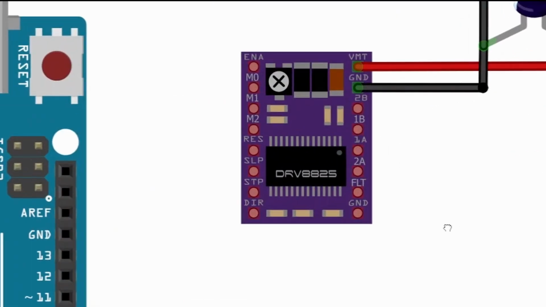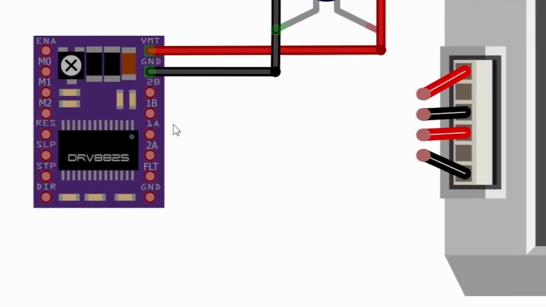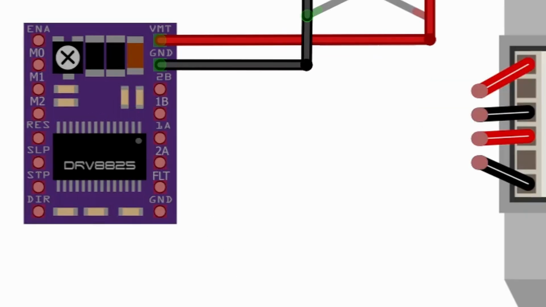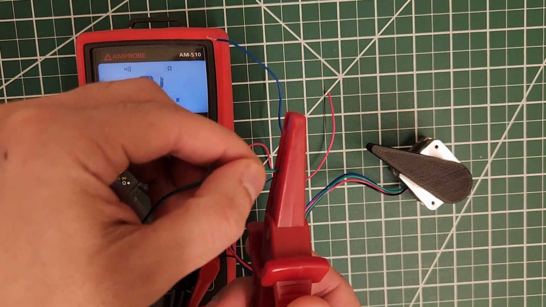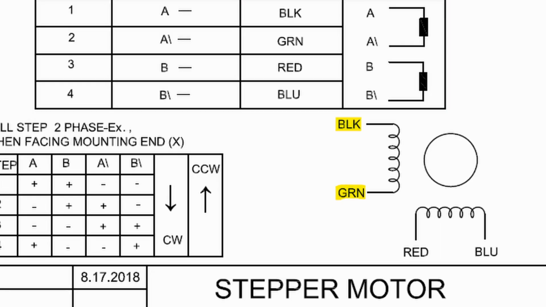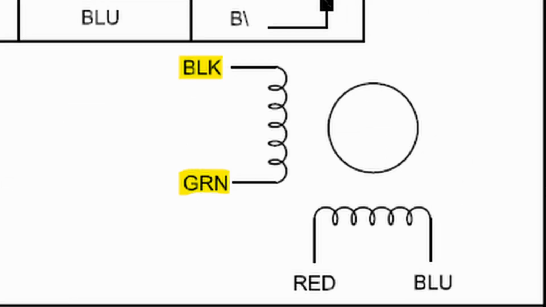We then have B1, B2, A1, A2 for motor outputs. These pins connect to the two pairs of coils used in the stepper motor. You might need to use a multimeter to identify the pairs of wires that are in each loop for your stepper motor. Mine came with proper documentation that tells me which is which.